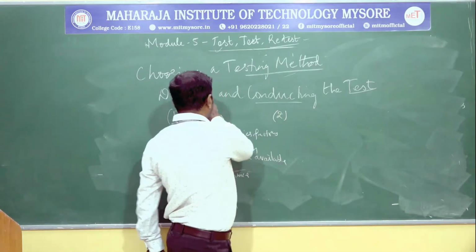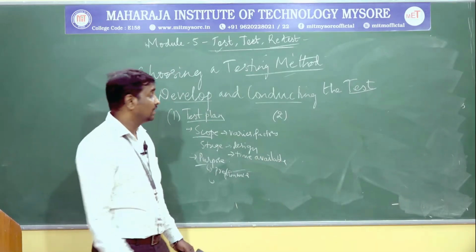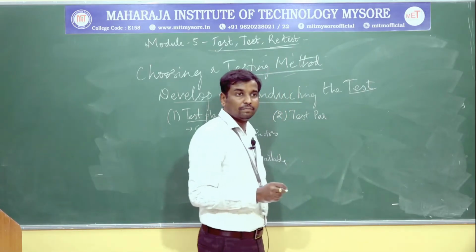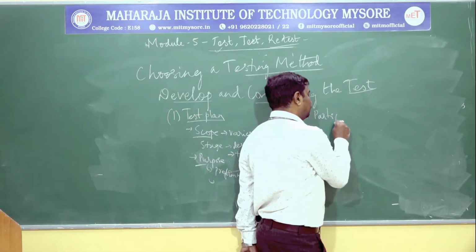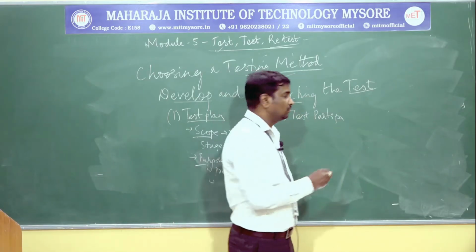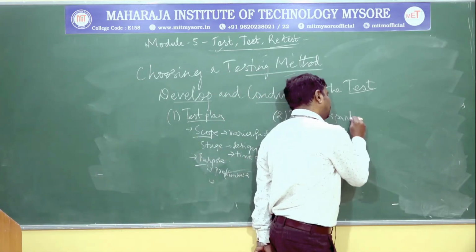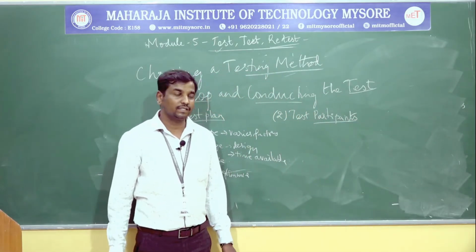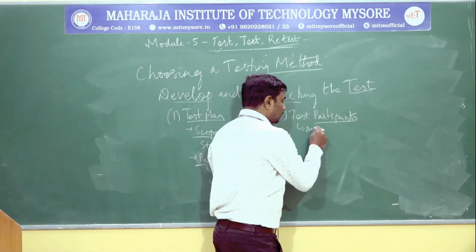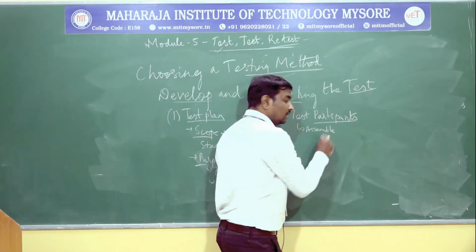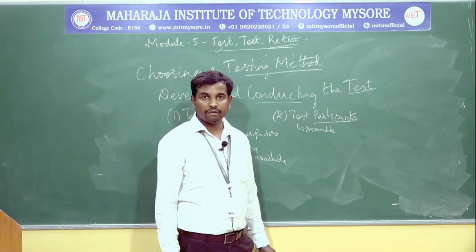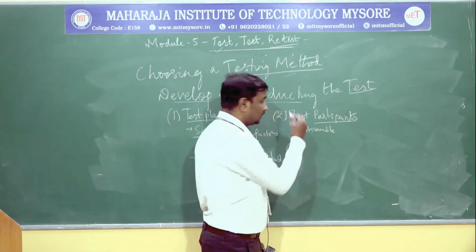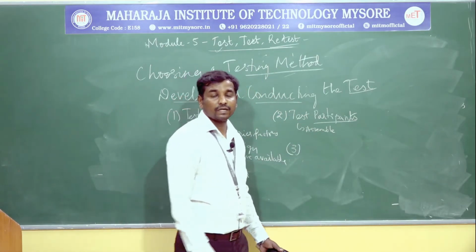The second method of developing and conducting the testing is test participants. We need to identify the participants, because whenever we are doing the testing, we can't give the test to all the people. We need to identify particular participants as testers, and the testers need to be assembled. Okay, they have to be kept in some place, and we need to give proper guidelines for performing the operations.